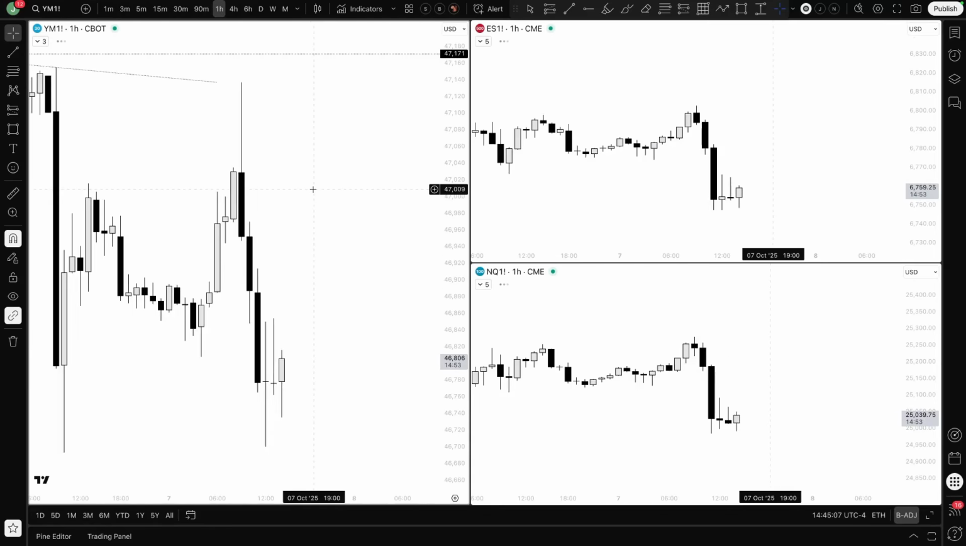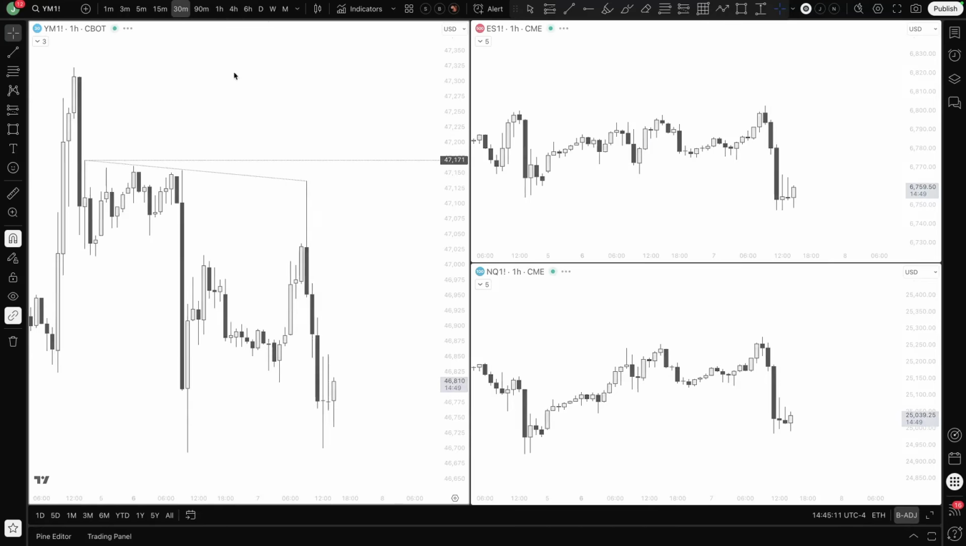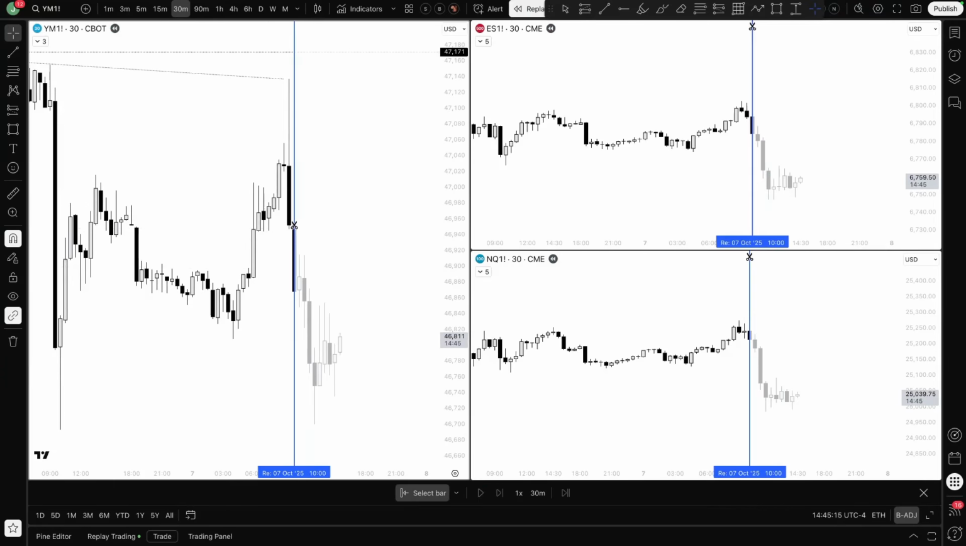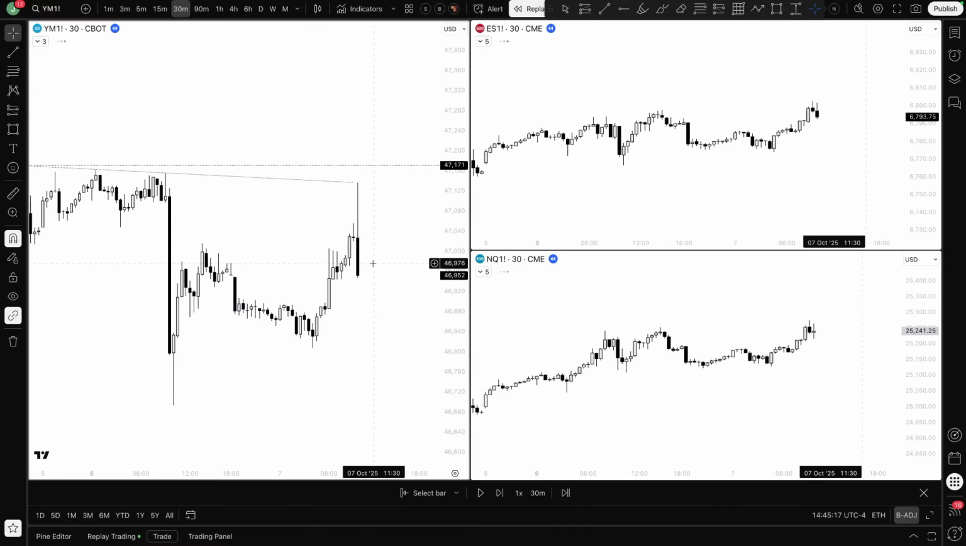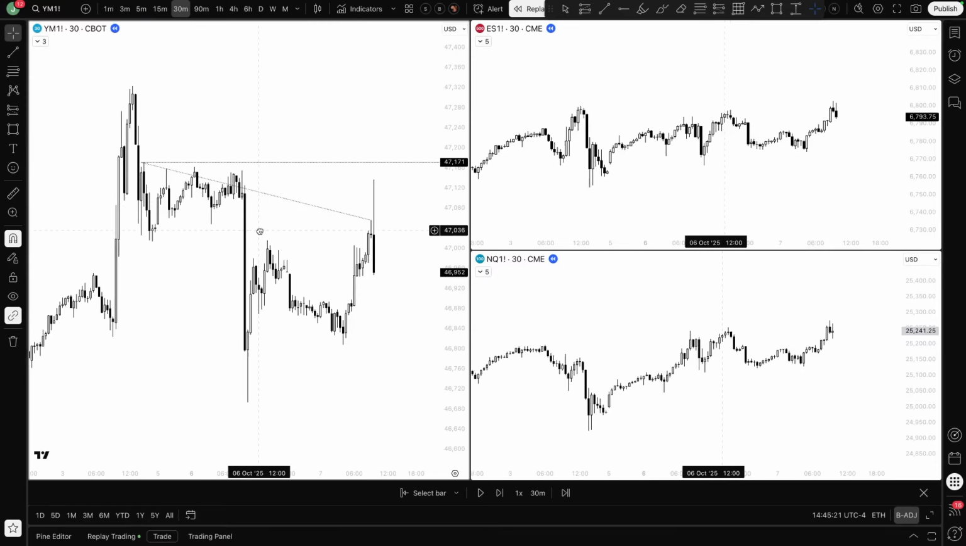We drop down to the hourly. Same thing, you see, let me use my replay tool here now. So, you see that we have SMT here with these previous day highs.